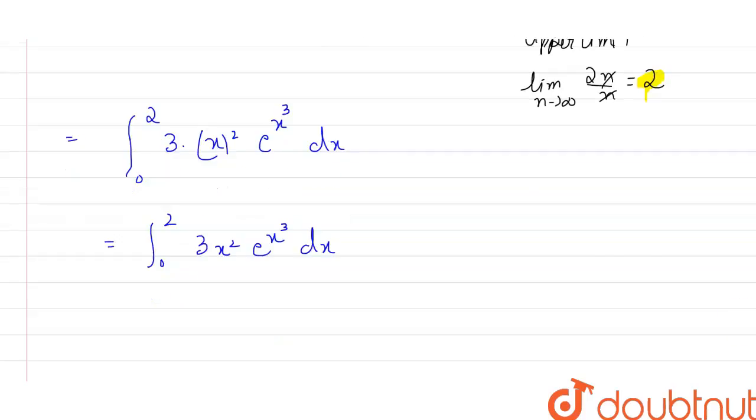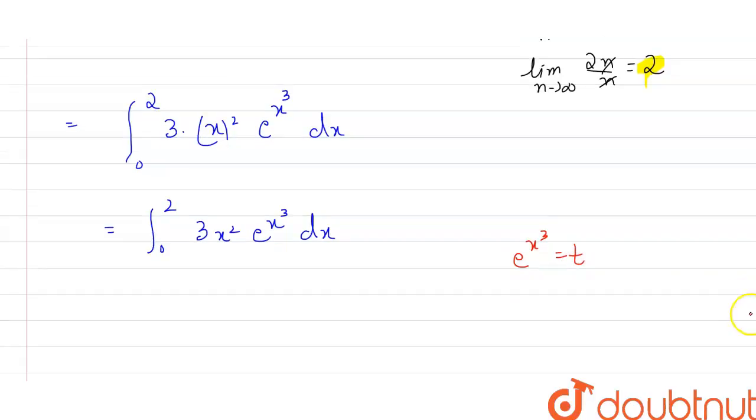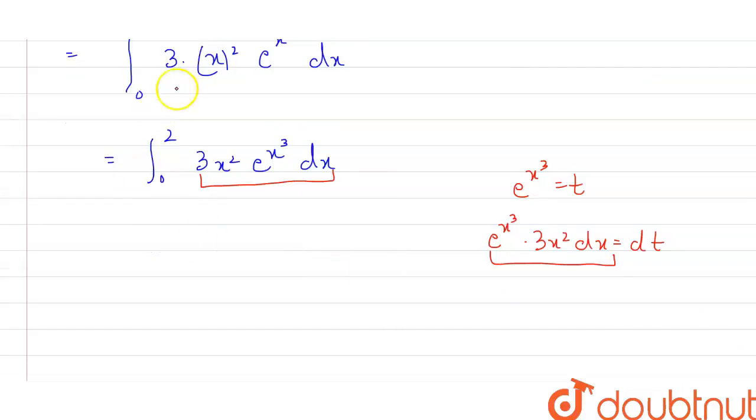So what I'm going to do is take a little substitution here. Let's suppose e to the power x cube is t. If I differentiate both sides with respect to x, this will become e to the power x cube times 3x square dx equals dt. Now you can see this part clearly is equal to what I have here.